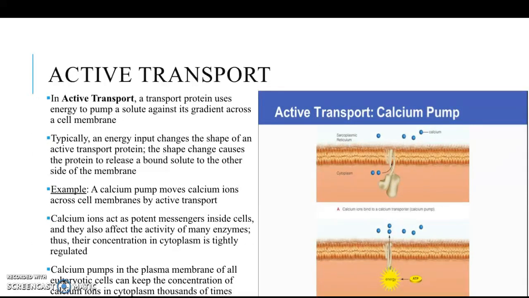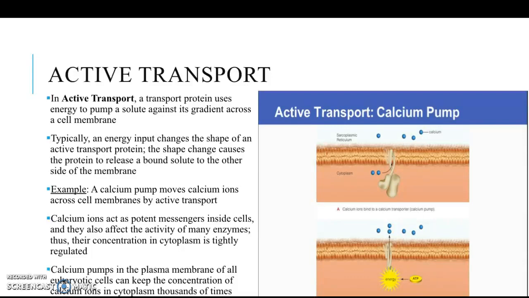Active transport. In active transport, a transport protein uses energy to pump a solute against its gradient across the cell membrane. Typically, an energy input changes the shape of an active transport protein. The shape change causes the protein to release a bound solute to the other side of the membrane. An example of this is when a calcium pump moves calcium ions across cell membranes by active transport. Calcium ions act as potent messengers inside cells, and they also affect the activity of many enzymes. Thus, their concentration in cytoplasm is tightly regulated.